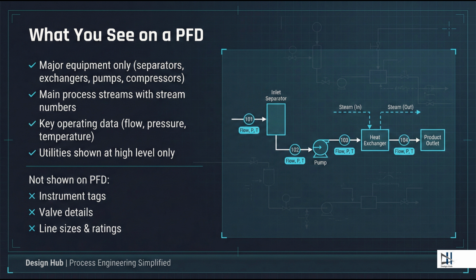On a PFD, you see major equipment and main process streams. You see stream numbers and key data like flow, pressure, and temperature. It gives you a process overview. But you will not see instrument tags, valve details, drain points, or line specifications.